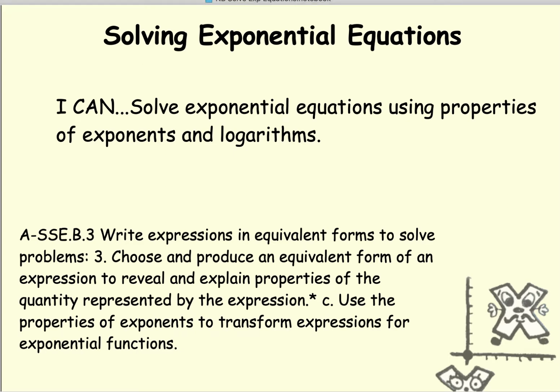So in this lesson, we're going to be talking about solving exponential equations. What we want to do is be able to solve exponential equations using properties of exponents and logarithms. And here's the standard that we're working on: writing expressions in equivalent forms to solve problems, including those that use properties of exponents.